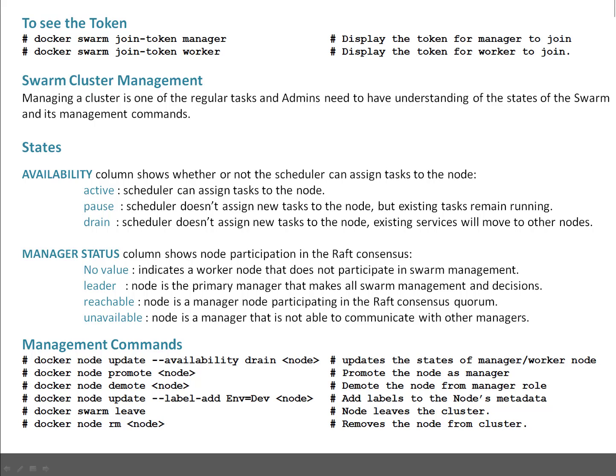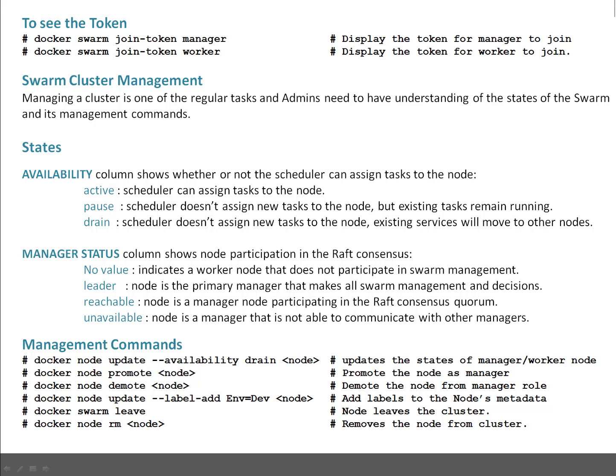Pause is something where, let's say you are doing some activity and you don't want any new or extra load on that particular host, so you can pause that machine. It will not get any new scheduling requests. So these are the availability states. Next state is about manager.